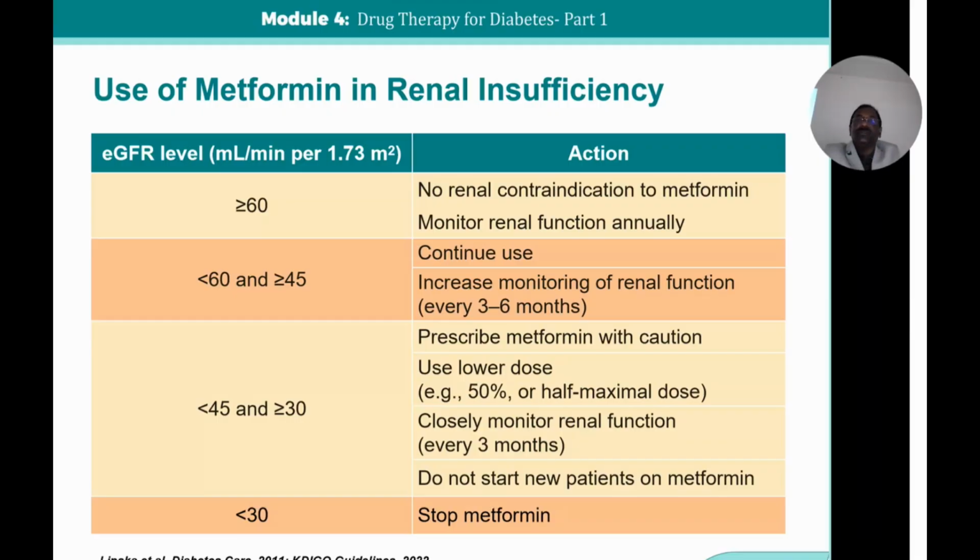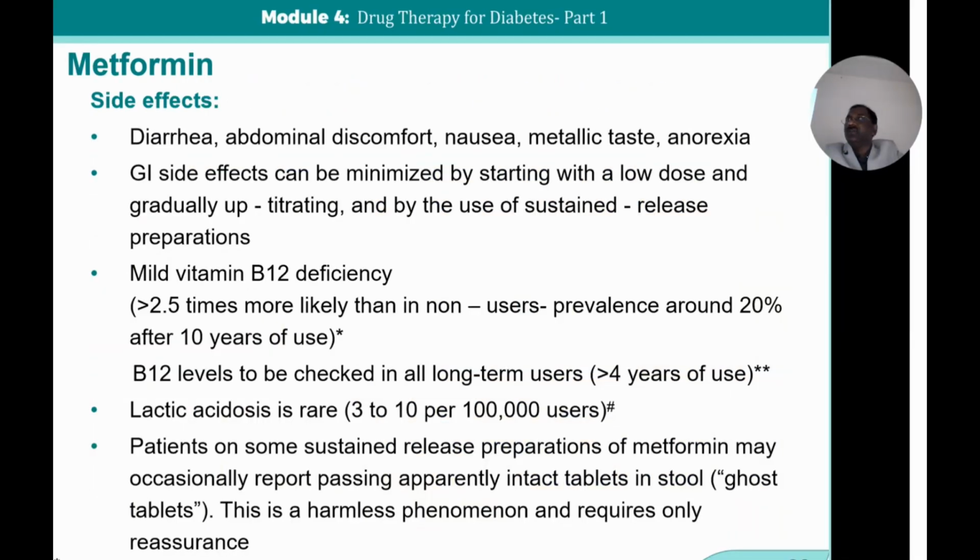So this I already told you. Side effects: diarrhea, abdominal discomfort, nausea, metallic taste, anorexia. GI side effects can be minimized by starting with a low dose and gradual up-titration, and by the use of a sustained release preparation. Now the sustained release preparation is also available, Glycomet SR or Gluformin SR, etc. They have limited gastrointestinal side effects, because the drug is not delivered immediately but slowly. So the side effects will be minimal.